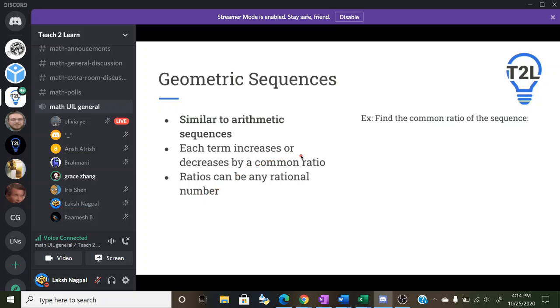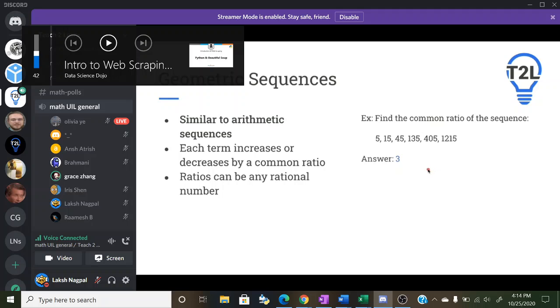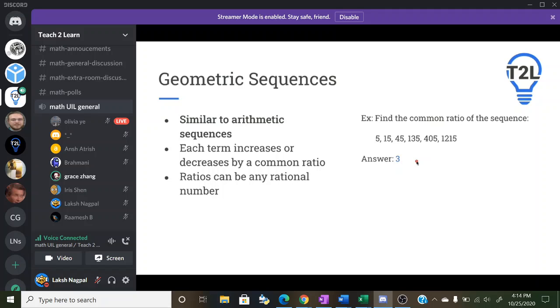Here's an example. Find the common ratio of the sequence 5, 15, 45, 135, 405, and 1215. To find the common ratio, you take the second term, 15, and divide it by the first term, which is 5, and you get 3, which is the common ratio.